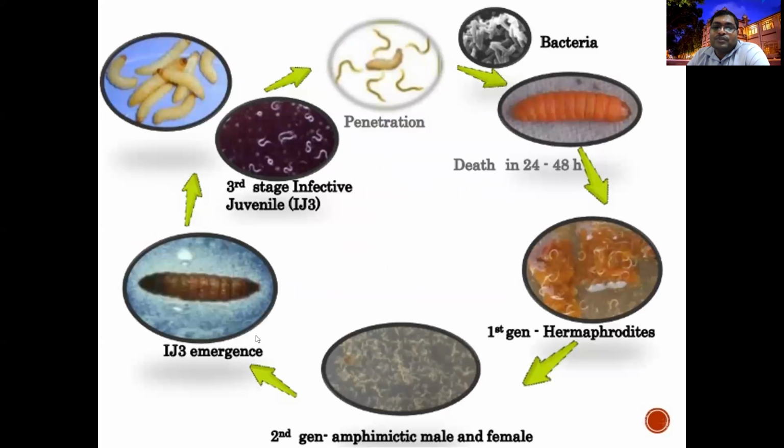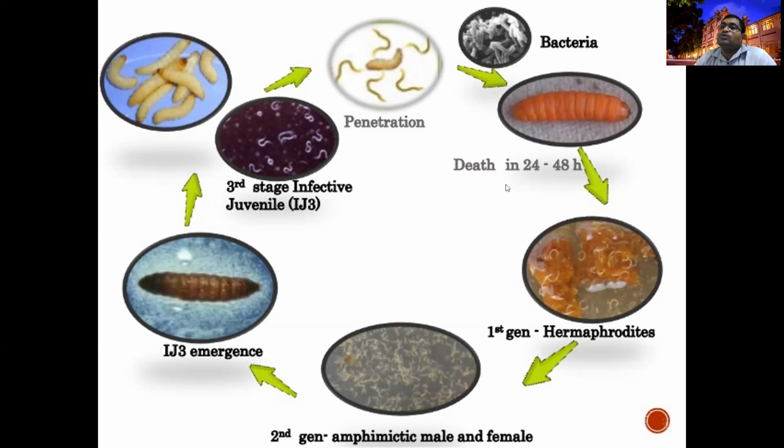In the life cycle of these nematodes, from the dead insect comes the first generation hermaphrodite. Some can multiply parthenogenetically, and hermaphrodites will also be there. The first generation is hermaphrodite, the second generation is amphimictic male and female, meaning sexual differentiation will be there. Hermaphrodite means a single nematode can have both reproductive organs. Amphimictic male and female will copulate, and from this emerge the third stage infective juveniles. The third stage penetrates the insect, inserts the bacteria and kills it.